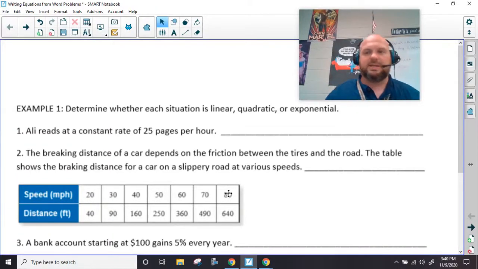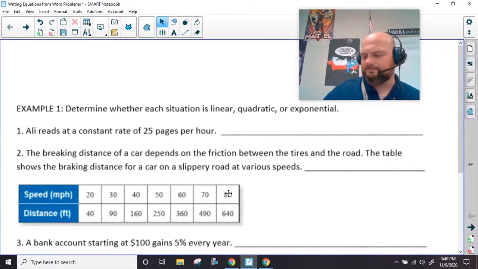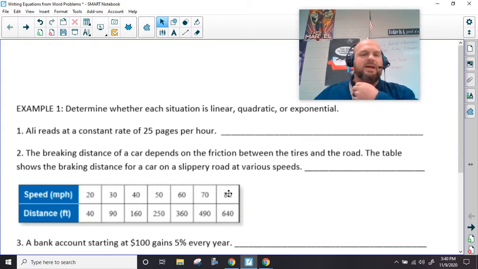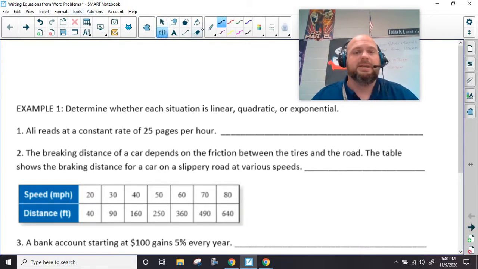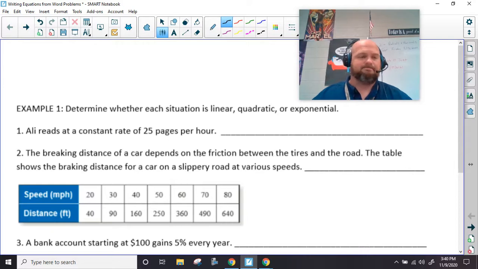All right, so today you have a virtual teacher. You're just watching the video. If you felt pretty decent about yesterday, this is about the same thing. We're just picking out the word problems, okay? Now, on this handout, you have to just say whether it's linear, quadratic, or exponential. Pretty easy. So just kind of pay attention to it.